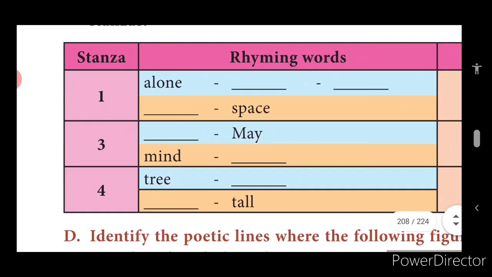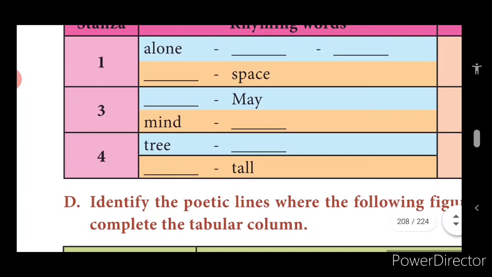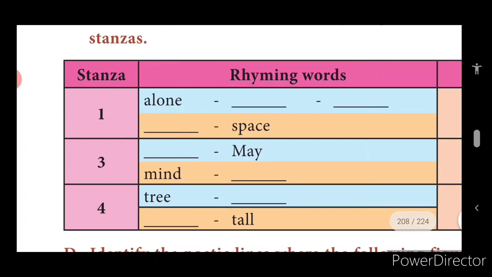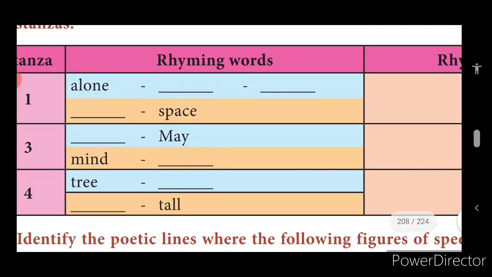Yes, children, see here, rhyming words in stanza 1. Stanza 1, what's the rhyming word? See here, he has given one word. The remaining two words you will write. What's the rhyming word, children? In stanza 1, alone it's there. Then, unknown, born. See, it is rhyming to alone. Unknown, born. Then, space. For space, what's the rhyming word? Place. Space, place. Or place, space.